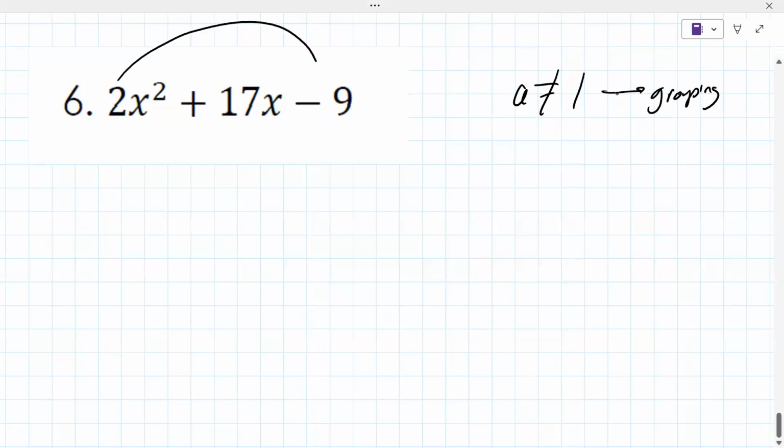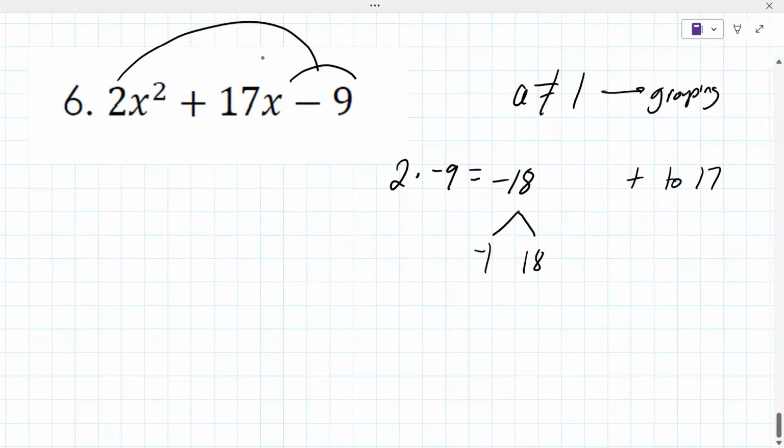And so you take the 2 and multiply it by the minus 9. 2 times minus 9 equals minus 18. You're looking for two numbers that multiply to minus 18, but add to positive 17. -1 and 18. Okay, so that worked. Now, which pairs better with 2x squared? -1 or 18? 18. Yeah, even if you don't believe it, you got to go with it.